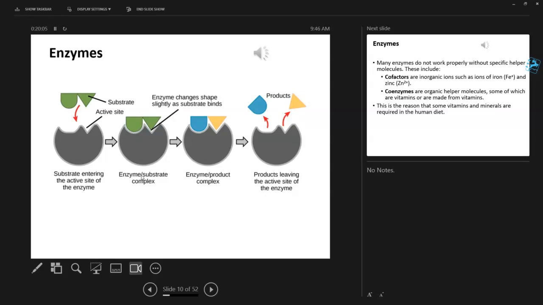If your body's temperature starts to drop, or the pH in your body fluid starts to get too high or too low, your enzymes start to unfold. All these chemical reactions caused by the enzymes will slow down or stop, and that's not good.